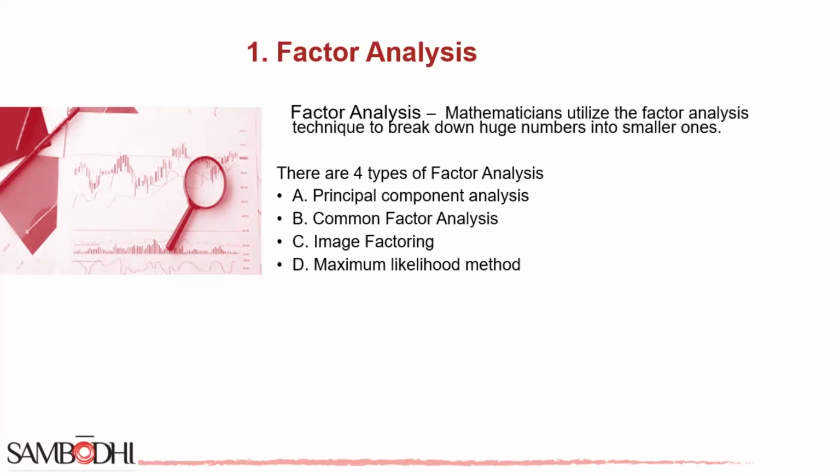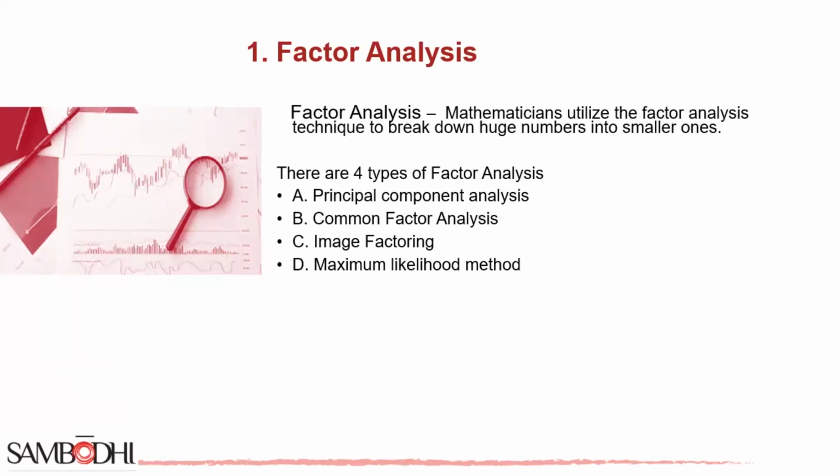What are the types of factor analysis? First, principal component analysis. It is the most common method which researchers use. Also, it extracts the maximum variance and puts it into the first factor. Subsequently, it removes the variance explained by the first factor and extracts the second factor. Moreover, it goes on until the last factor.